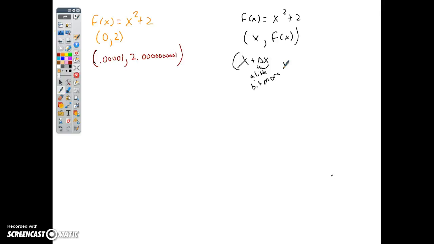What would that make? How would I figure out what my function would be at that little bit more? How would I write that? f of x a little bit more. f of x plus a little bit more. Okay.